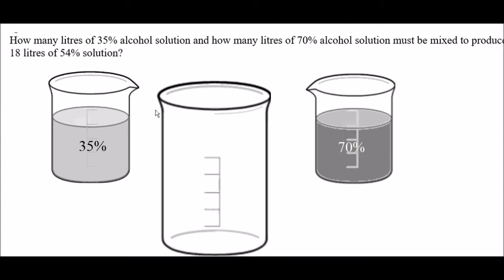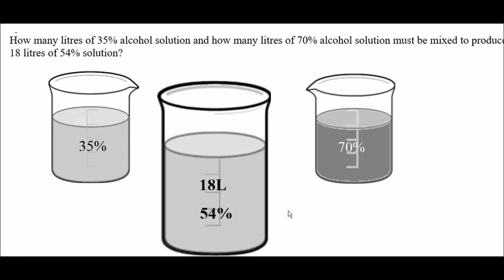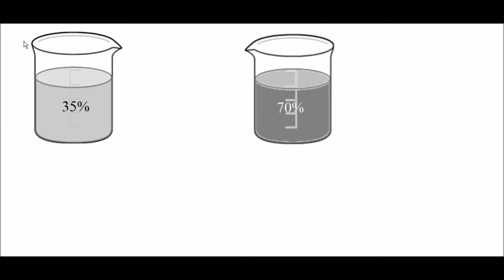So what we want to do is take a certain amount of the 35% solution and mix it into this jug with the 70%. And when we're done mixing, we need to have 18 liters of a mixture that is 54% alcohol. So obviously I need to take some of the 35%, some of the 70%, and find a way to end up with a 54% mixture, and I want 18 liters of it. So how are we going to approach this question?